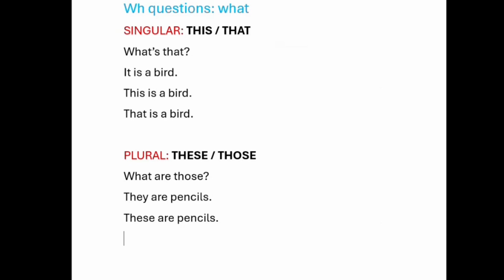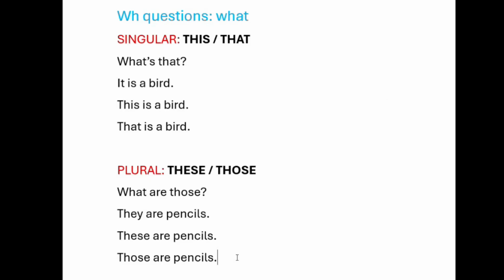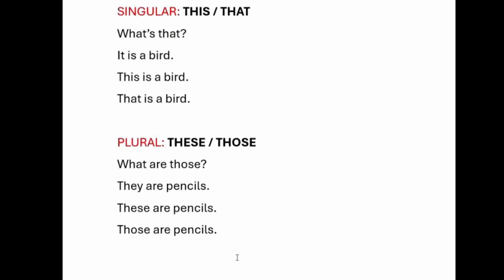These are pencils, or those are pencils. Yeah, it depends on the distance of the objects, right, with the question and also with the answers. So, well, I can see that this is the way you can use the demonstrative pronouns in question form. So let's move on to the next.